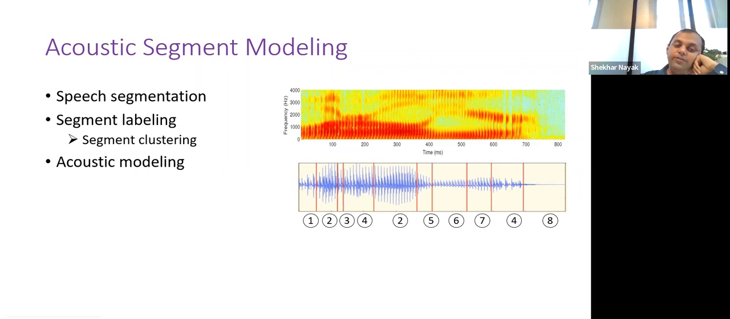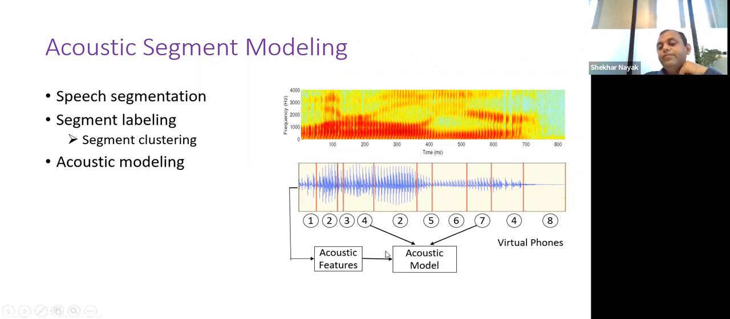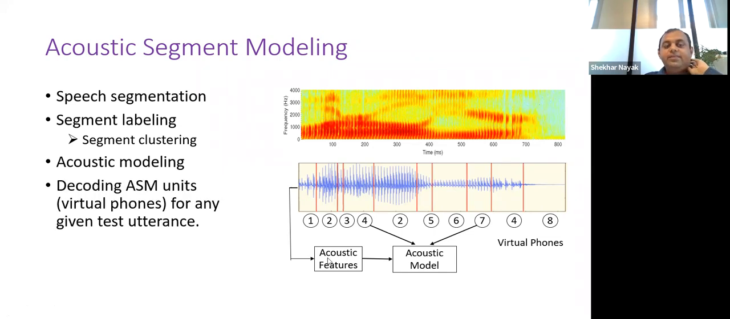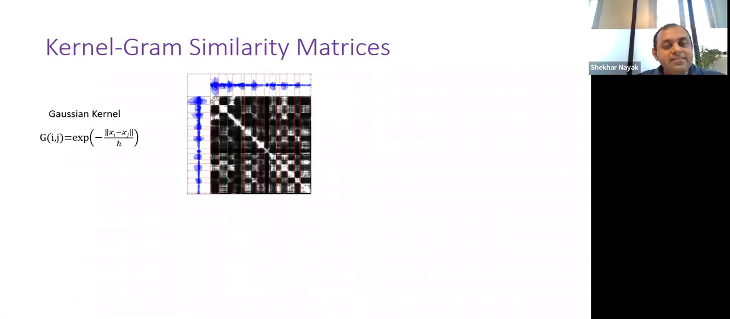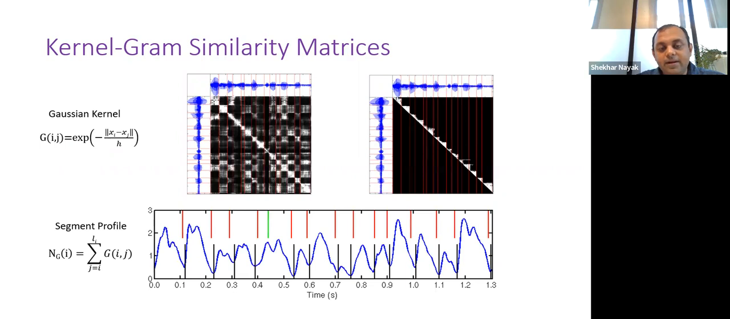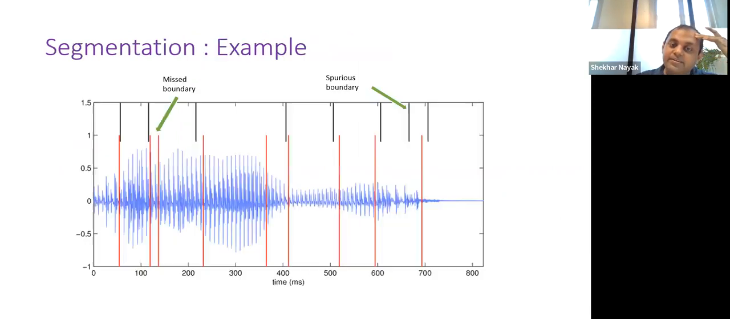Then you can do the acoustic modeling in a similar way as you would with manually marked phones or labels. Now you can use these virtual phones and the features derived from speech to train the acoustic models. This is acoustic segment modeling, and then you can train a speech recognizer. You can decode using these acoustic segment modeling units or virtual phones for any given test utterance. So you can create a speech recognizer out of it. I will not go into much detail because we have very little time. I'll probably provide some references.